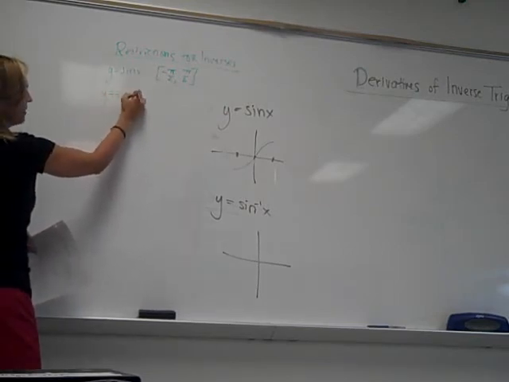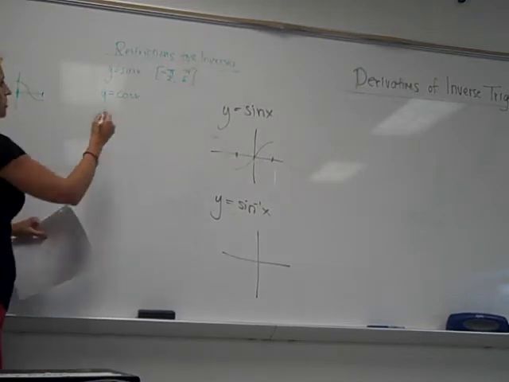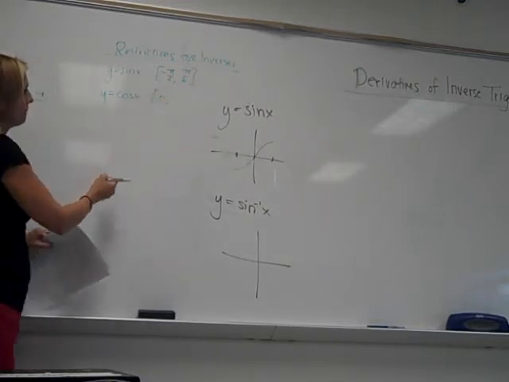If I have cosine of x, it looks like this. I decide to restrict it from here to here. So again, every y value is only touched once. So this is going to go from 0 to what? Pi.